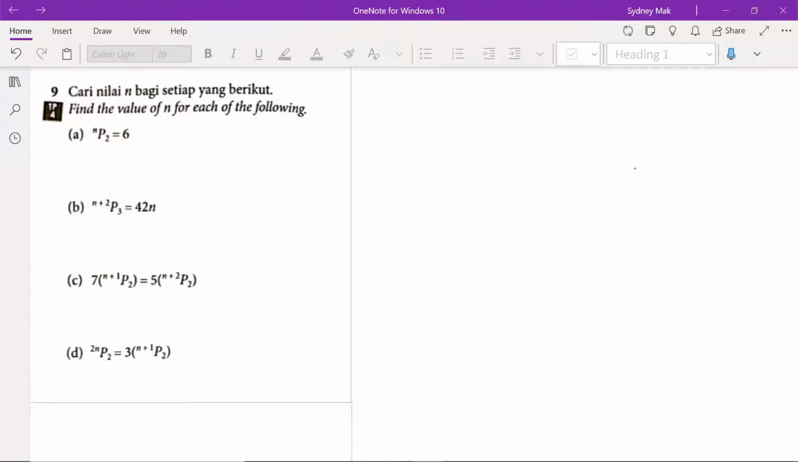Hi everyone, this is practice formative of chapter 4, permutation and combination. It's question number 9. We need to find the value of n for each of the following. So we have nP2 equals 6, and we need to find n.